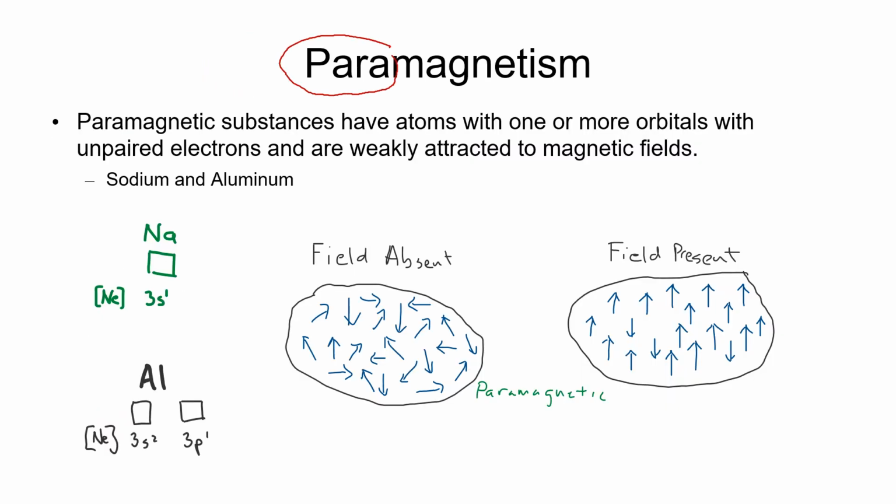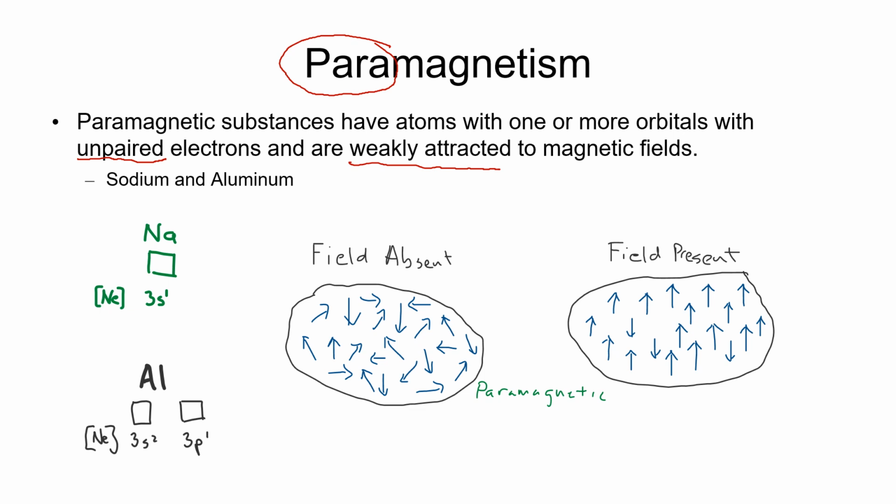Paramagnetism is a little closer to the ones you're used to that you stick on your fridge. These are kind of like temporary magnets. They have very few unpaired electrons, and so they have a weak attraction to magnetic fields. And as soon as that magnetic field is removed, well, then the magnetic property of the paramagnetic substance is lost.